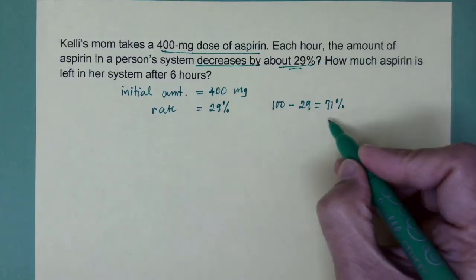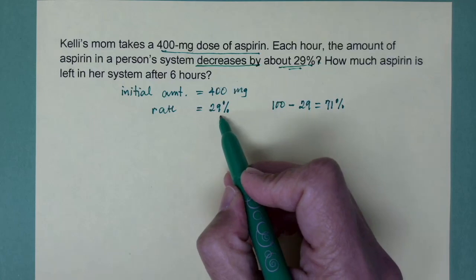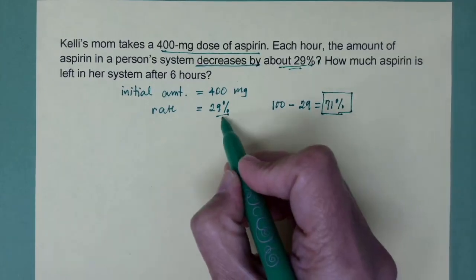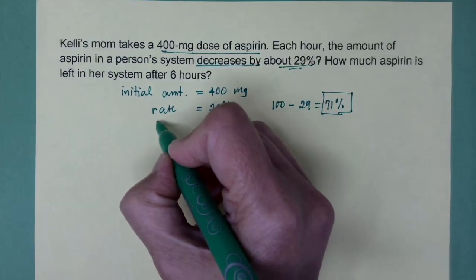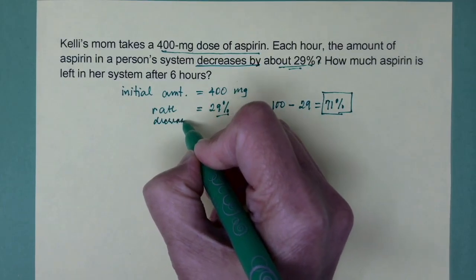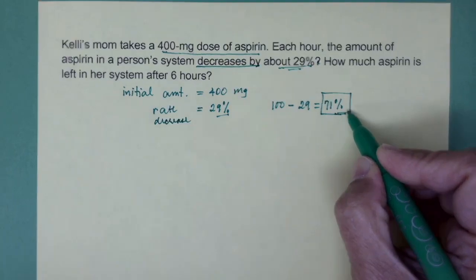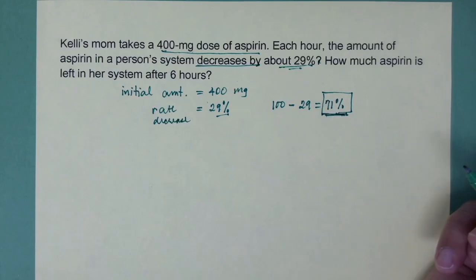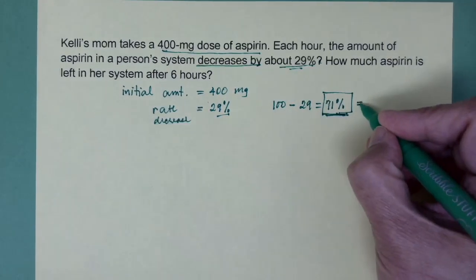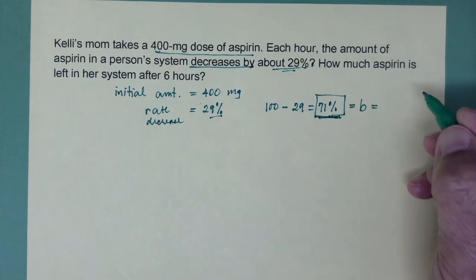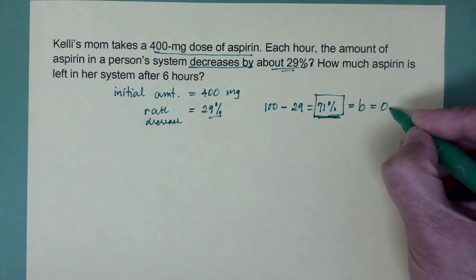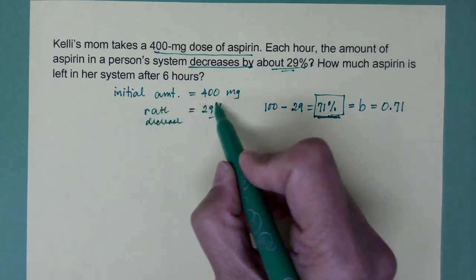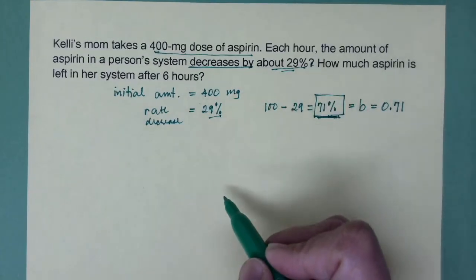All right, so our rate here will not be 29%, but it's going to be 71%, because 29% is the rate of decrease. What we're looking for is what percent of the original amount is present in the body, and this is what we need, the 71%, and that's going to be our b. Since we need to express that in decimal, that's going to be 71 hundredths. All right, so our initial amount is 400.